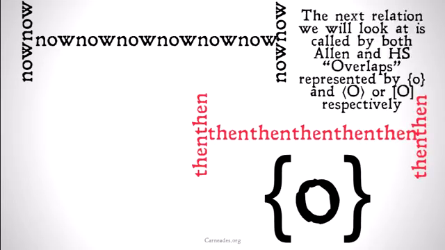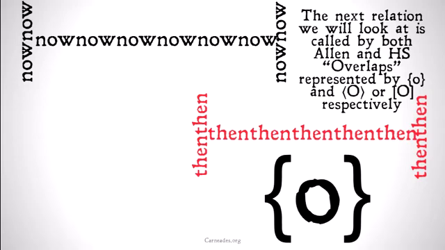So, next up, the next relation we're going to look at is called by both Allen and HS overlaps, represented by O, O, and O, respectively. Hopefully, this won't get too confusing because there are 3 different systems that call different things overlaps. We had the overlaps of the just basic relation from earlier, which wasn't very clearly defined and would be defined differently depending on the axioms you use. We have overlaps, which is the Allen relation, which only refers to this specific relation, and the HS overlaps, which is a modal operator that operates both on this arrangement as well as the overlapped by Allen relation we're going to look at soon.